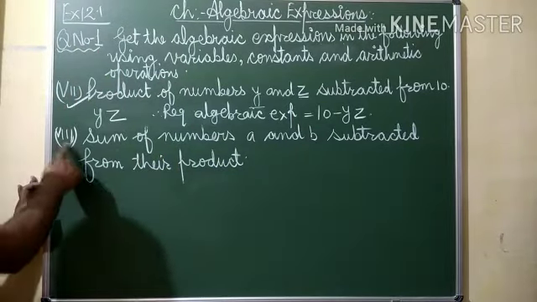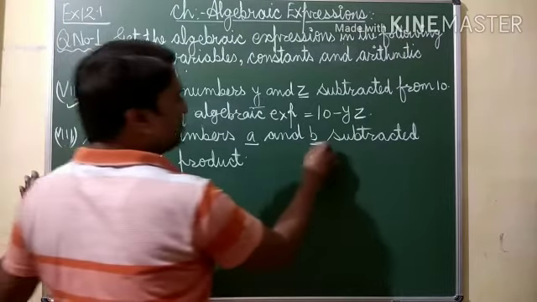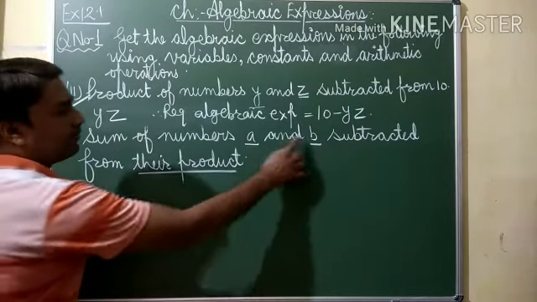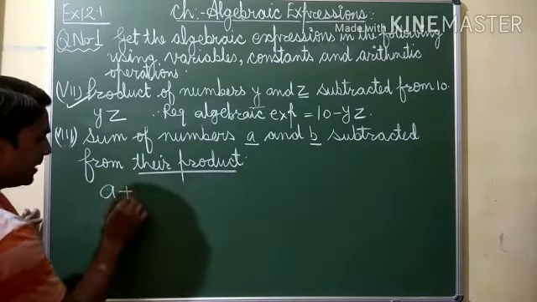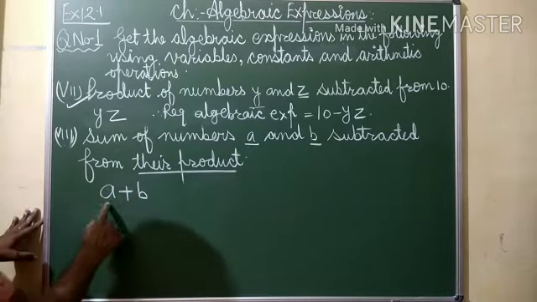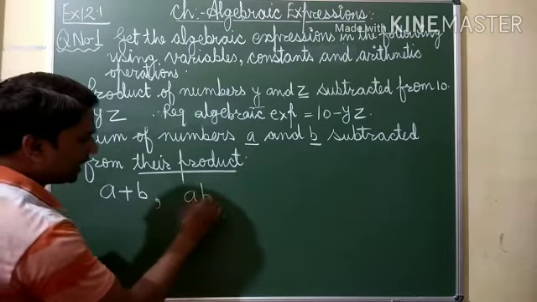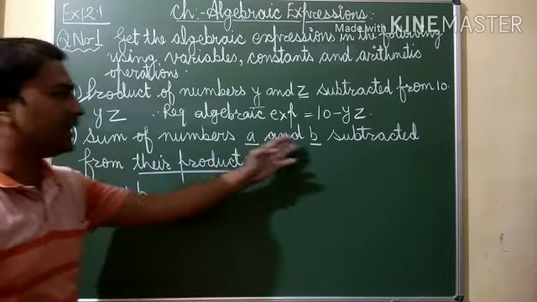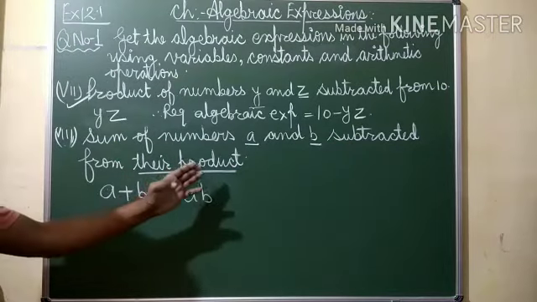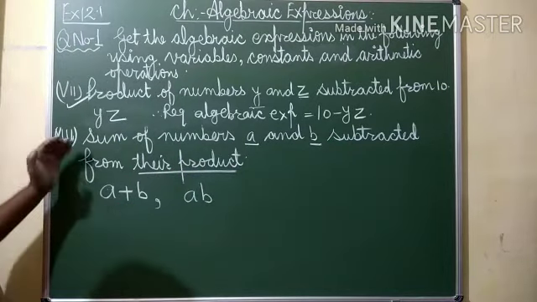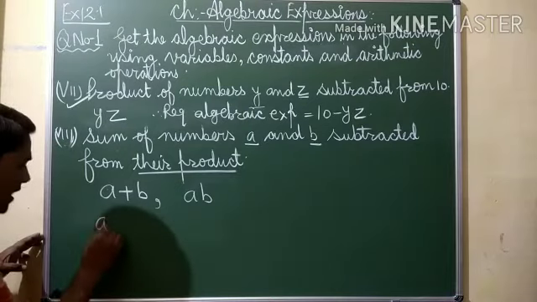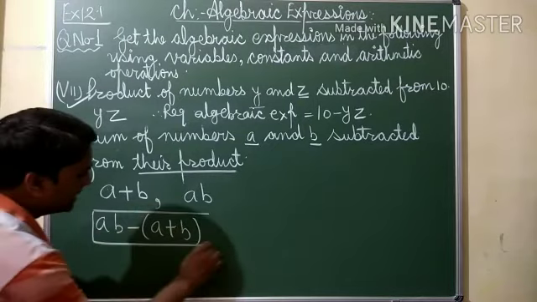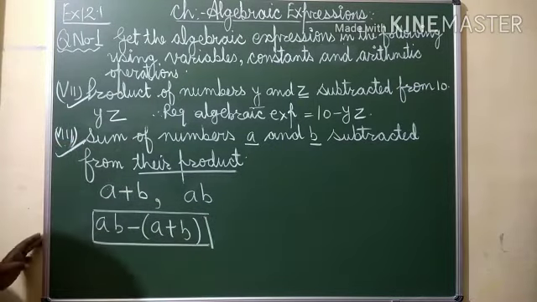Next is 8th part, sum of numbers a and b subtracted from their product. So first of all, write the sum of a and b, which is equal to a plus b, and the product of a and b is equal to ab. Now according to this given statement, it is given that sum of numbers a and b subtracted from their product, therefore required algebraic expression for this statement becomes ab minus (a plus b). So this is the required algebraic expression for this given statement.